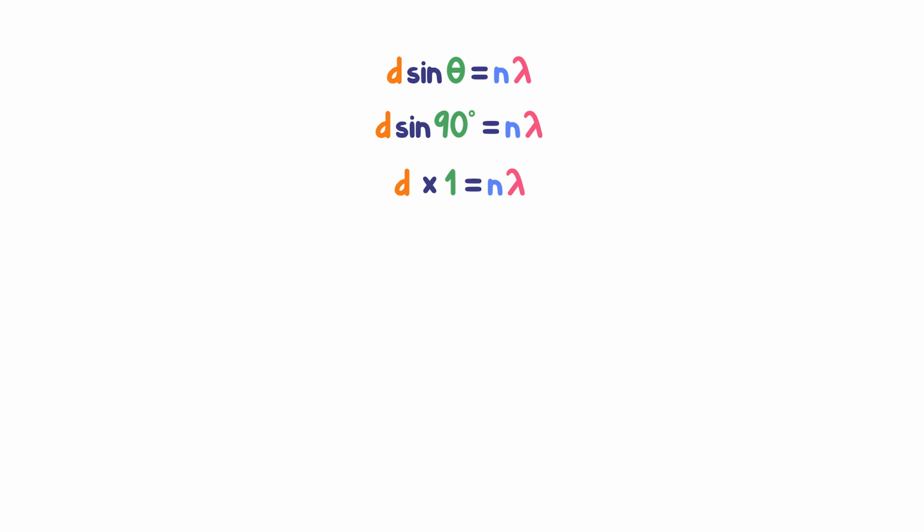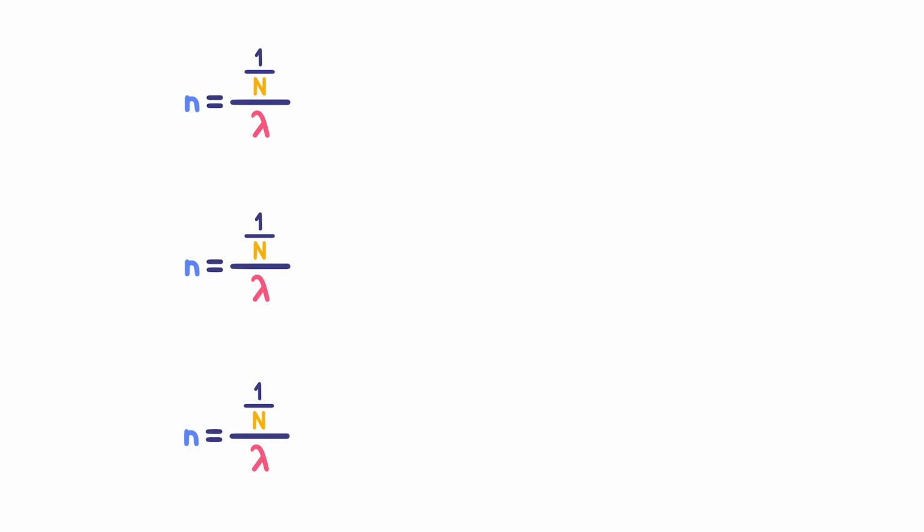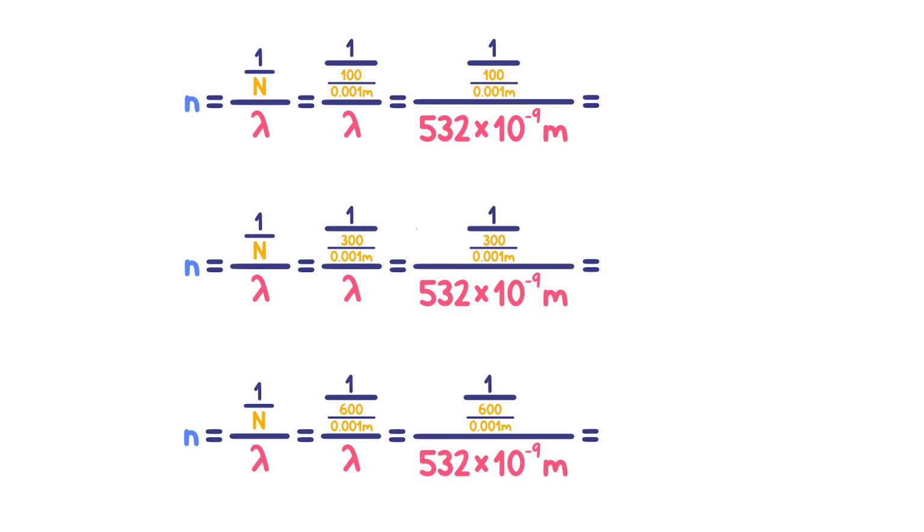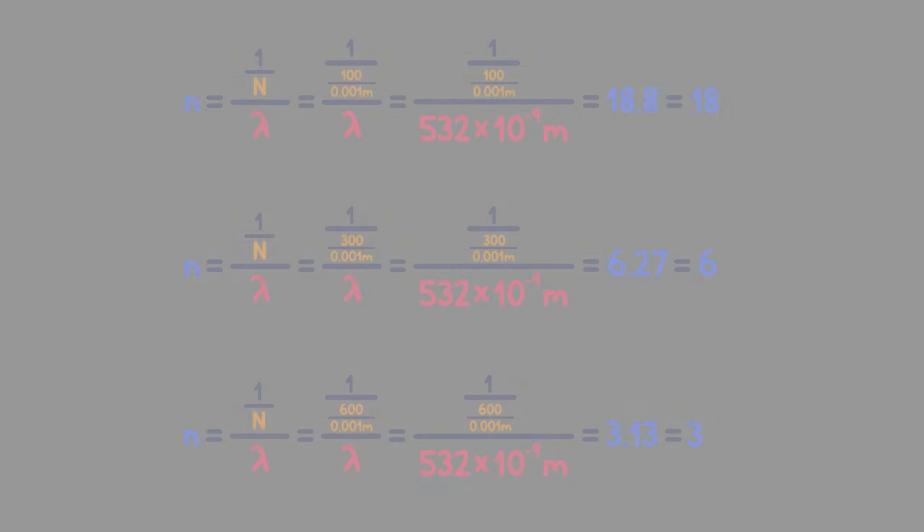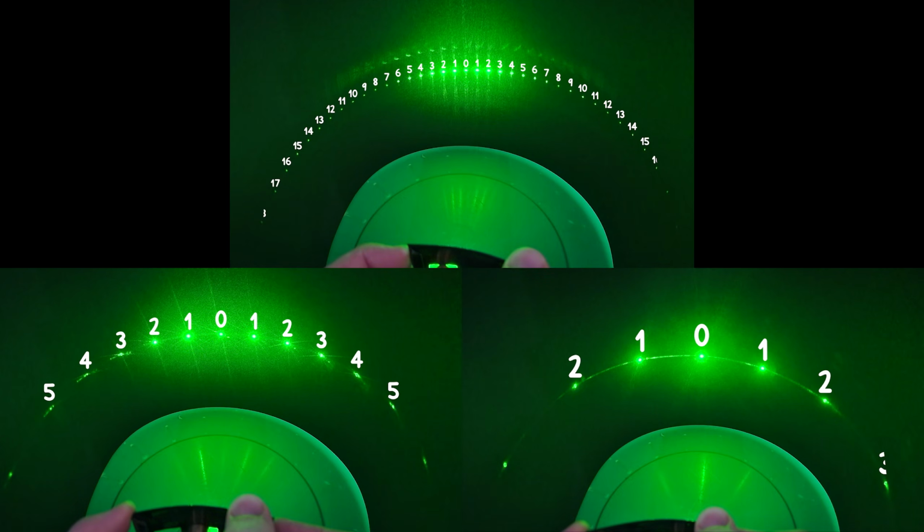To do this, we use d sine theta equals n lambda, the maximum angle is 90 degrees, and sine of 90 is 1. So the equation simplifies to d equals n lambda, which solved for our order number is d over lambda. Our d is 1 over the lines per millimeter. Putting these numbers in, and truncating the result, gives us maximum order numbers of 18, 6, and 3, which when doing this practically, is exactly what we find.